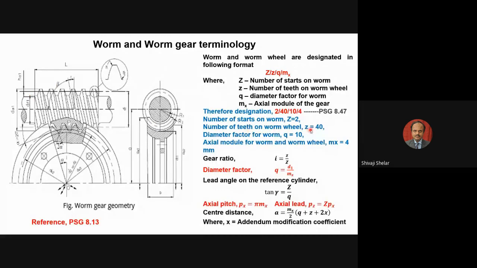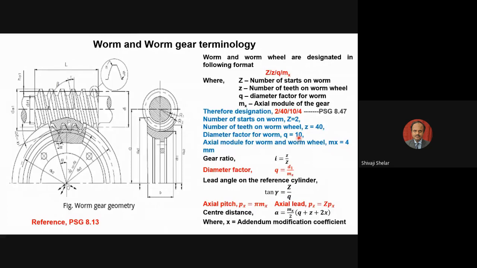Then the number of teeth on worm wheel in this case is small z equal to 40. So on this worm wheel, I will have 40 teeth. The diameter factor for worm Q is equal to 10. So this D1 diameter here, the actual reference diameter D1 will be 10 times the axial module. The diameter factor Q is equal to D1 by M. That is, Q is equal to D1 by M. So M in this case is 4. So axial module in this case is 4.